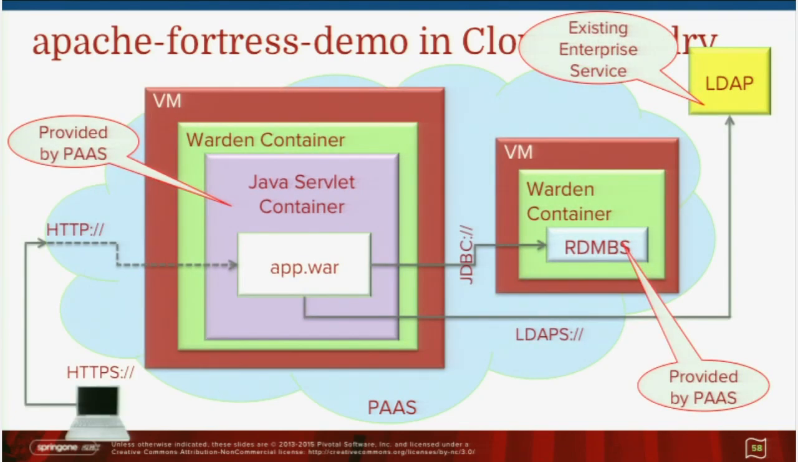Okay, so here's what it looks like when it's dropped into the cloud. Another layered onion picture, right? But this is what it actually looks like from an architecture perspective once your app has been pushed into the cloud. You've basically got that same WAR file, but the Java servlet container has been provided by the PAAS, right? You didn't have to set up your Tomcat server. You simply didn't do that. The cloud did it for you.